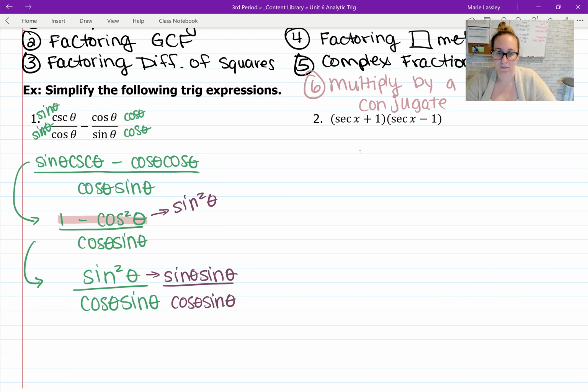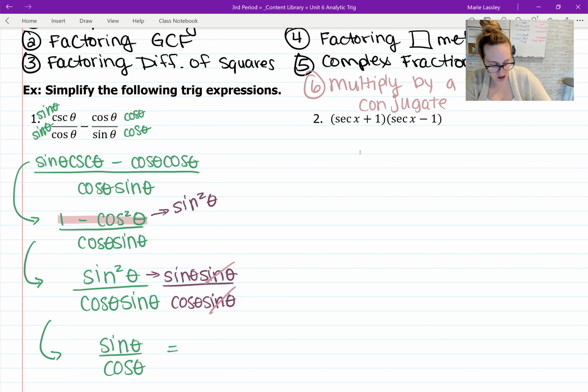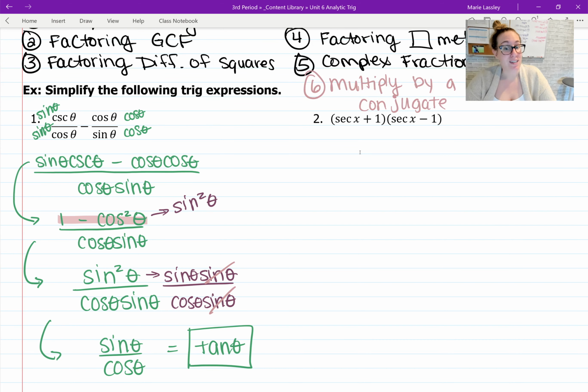Cancel, cancel. So rewriting this again, we have sine theta over cosine theta. And guess what? That's an identity. Sine theta over cosine theta is tangent theta. So that original statement is equivalent to the tangent of theta. That's simplifying trig expressions. All right, we're going to do one more, but let's just hit some key pieces here.